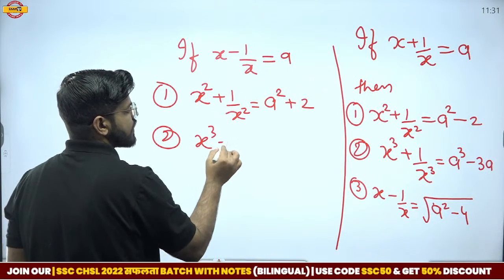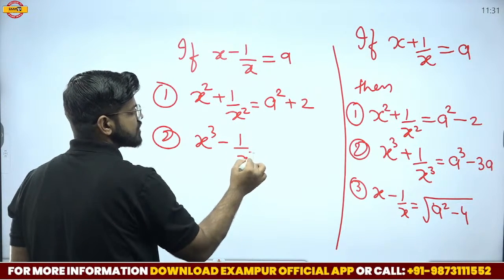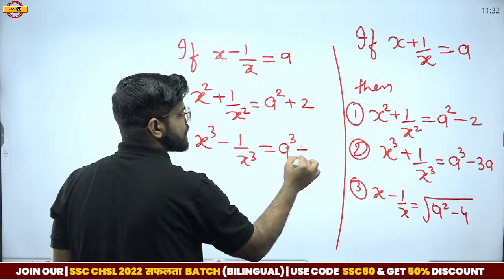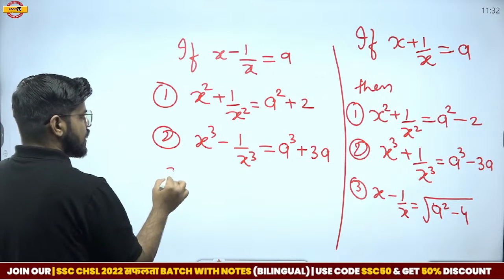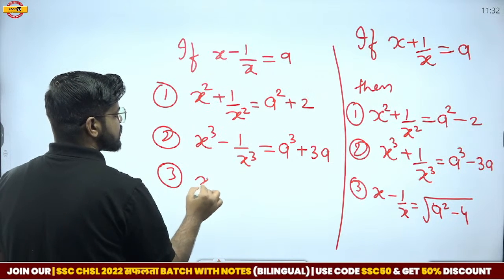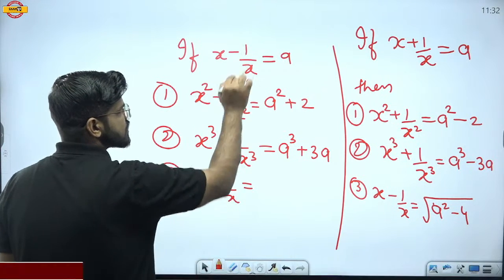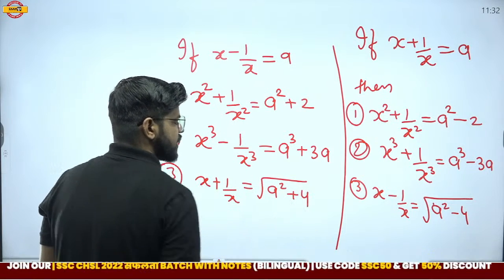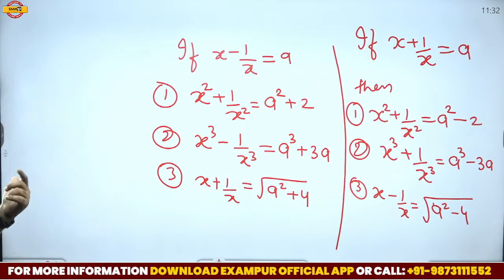Here you cannot calculate x cube plus 1 upon x cube because after cubing this will give negative result. So this will give you x cube minus 1 upon x cube, and this will be a cube plus 3a. And third thing, from x minus 1 upon x you can calculate x plus 1 upon x also. How? A square plus 4. Okay, so you can also take the screenshot for this. These are very helpful formulas.